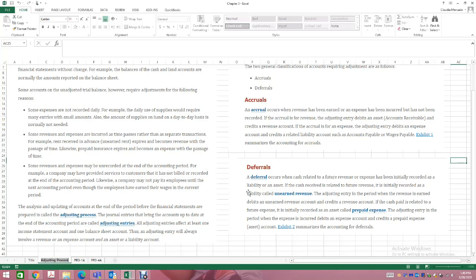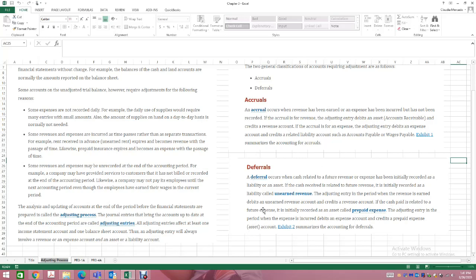Now, as the service is provided, every month you have to make an adjusting entry to be able to record the actual revenue earned for that period. Okay? If cash is paid related to a future expense, that is recorded as a prepaid expense. Okay?